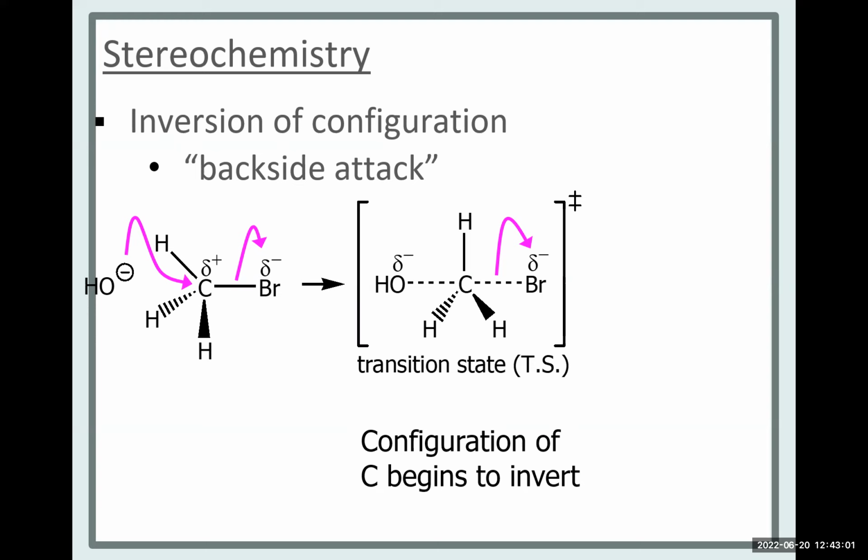So if you think back to that sucralose example, and we saw the inversion of the stereochemistry at that 1 carbon, that tells me that there's probably a backside attack, and there's this inversion of stereochemistry. It went from R to S. So it'll switch from R to S or vice versa.